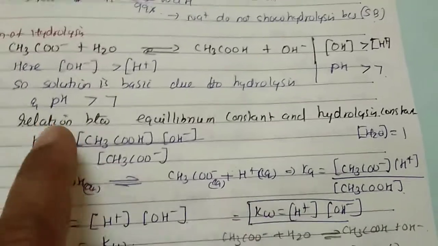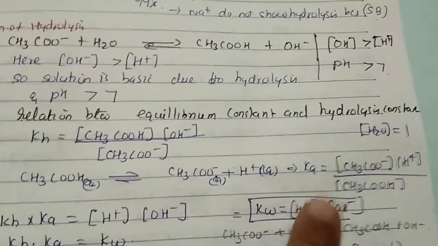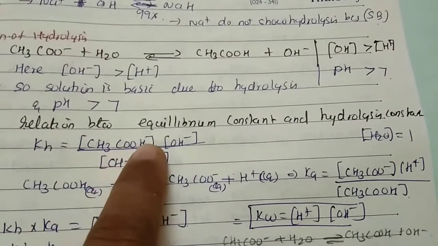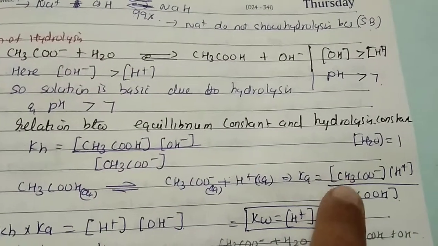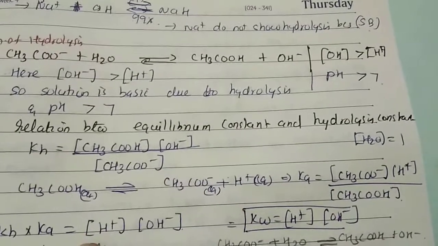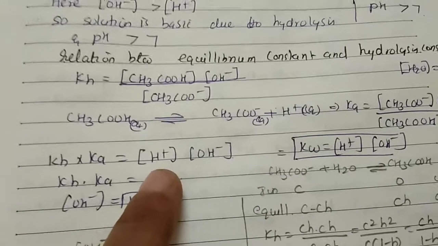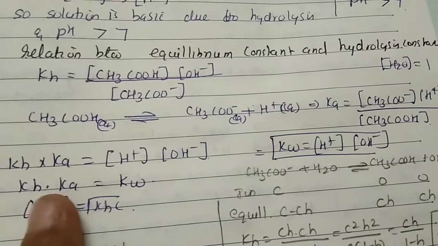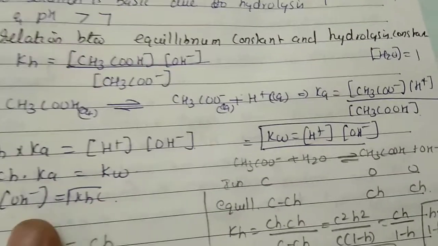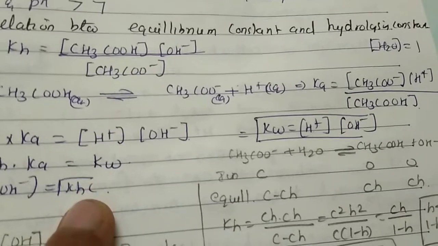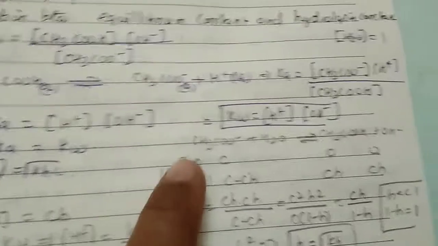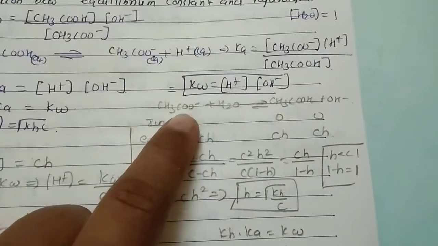CH3COOH. Then on multiplying KH into Ka, the CH3COOH and CH3COO minus cancel. The remaining balance is OH minus into H plus, so Kw equals H plus into OH minus. So KH into Ka equals Kw. The OH minus value will be root of KH into C. So this is the hydrolysis equation.